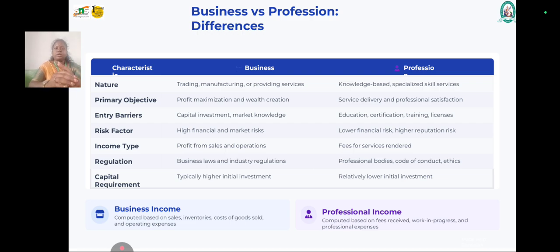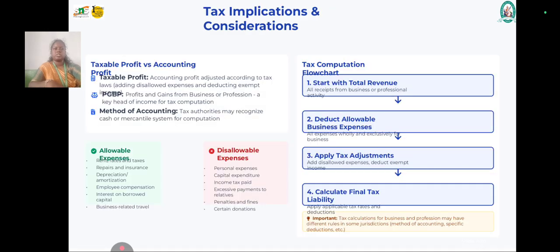In income type, profit from sales and operations comes under business, and fees for services rendered under profession. In regulation, business law and industrial regulations apply to business, and for profession, professional bodies, code of conduct and code of ethics. Capital requirement is typically a higher initial investment for business, and lower initial investment for profession. Business income is computed on the basis of sales, inventory, cost of goods sold and operating expenses, while professional income is computed based on fees received, work in progress and professional expenses.